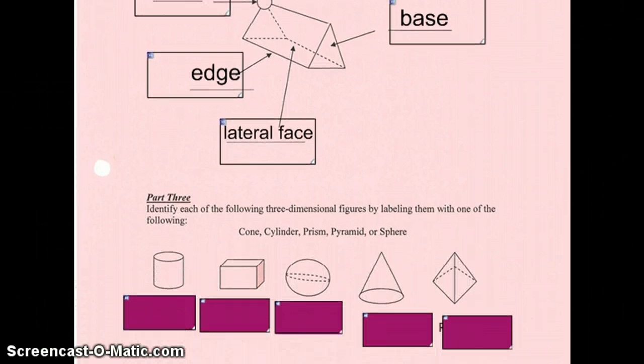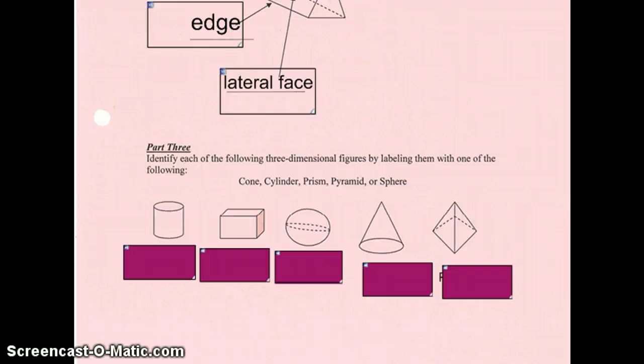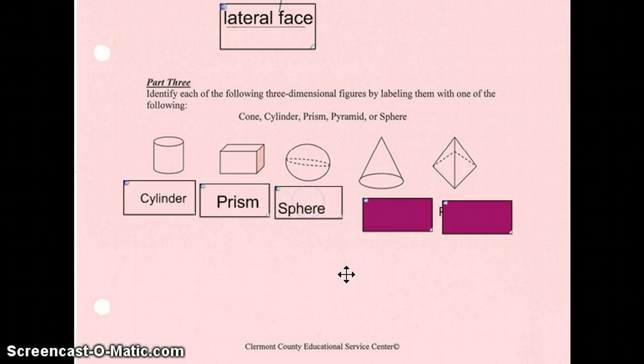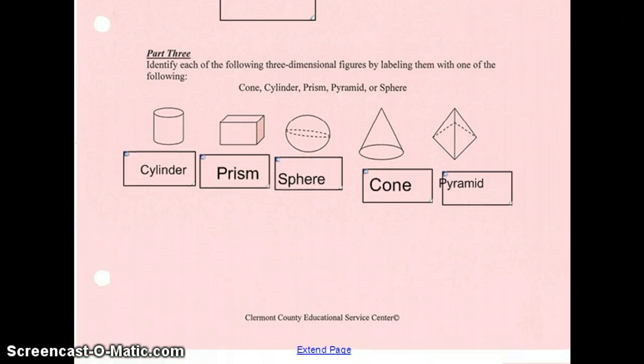Part 3. Identify each of the following three-dimensional figures by labeling them with one of the following. This first one is a cylinder. We have a prism, sphere, cone, and pyramid. Turn your notes to the next page.